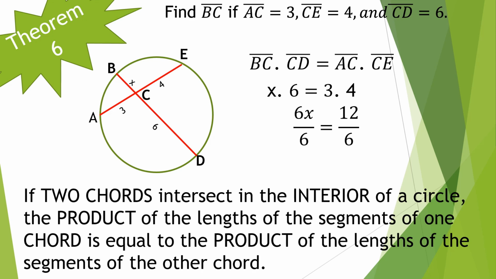That is 12. What is BC times 6? That is BC6 or 6 BC. So to get BC, we will divide both sides by 6. So BC here is equal to 2 units.